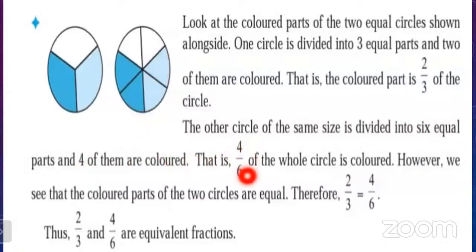So that is 4/6. What is this? This is 4/6. How do we represent it? 4 upon 6. The whole circle is colored. However, we see that the colored parts of two circles are equal. Now look here, observe here.